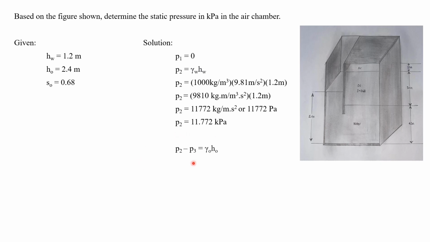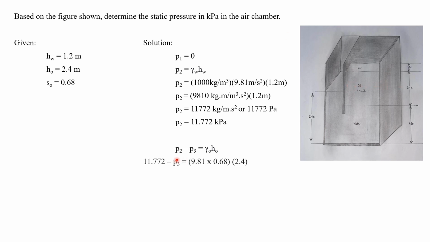We will now solve for the value of P3. P3, guys, is the surface of the oil. Thus, based on our diagram, the height of oil is 2.4 meter, and the height of water beside the oil in this part is equal to 1.2 meter, which is also equal to the height of the air, 1.2 meter. Therefore, the pressure in the air is just equal to the pressure at the surface of the oil.